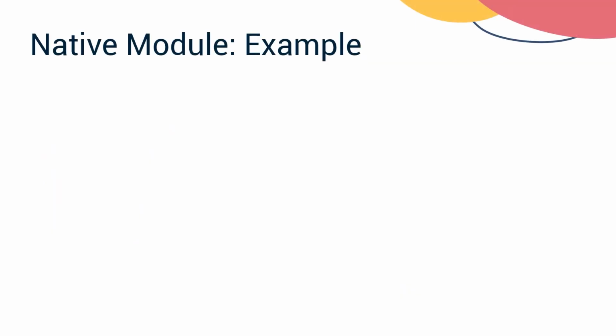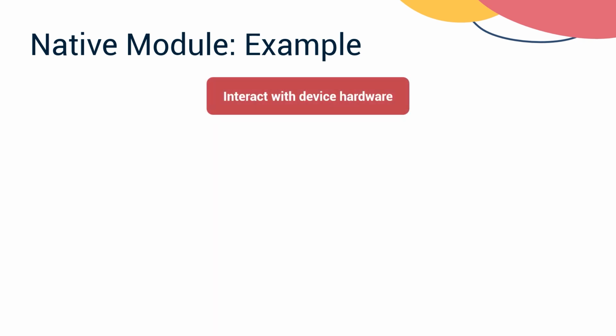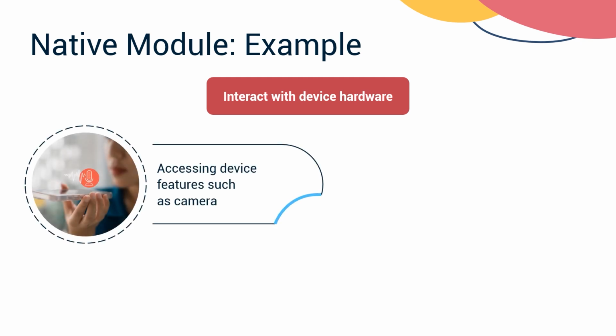Using a native module in your React Native app is essential in several scenarios, particularly when interacting with device hardware. For instance, if your app needs to access the device's features such as camera, microphone, GPS, or sensors, you rely on a native module. These features are specific to the mobile platform and cannot be fully controlled by JavaScript alone.